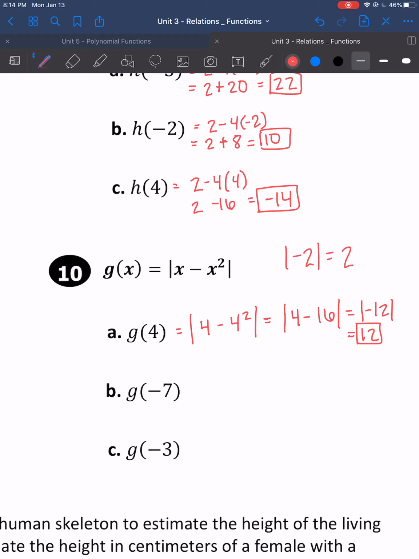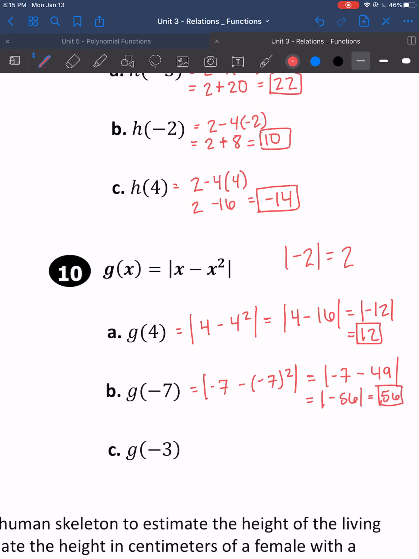And then we want to find g of negative 7. So I'm going to plug in negative 7 for x in both places. This is when parentheses come in handy and very necessary. Otherwise, you're going to mix up your signs. So negative 7 squared. Once again, I'm using my order of operations. So I have negative 7 minus, and then negative 7 squared is 49. Negative 7 minus 49 gives me a negative 56. However, I'm taking the absolute value, so it becomes a positive 56.